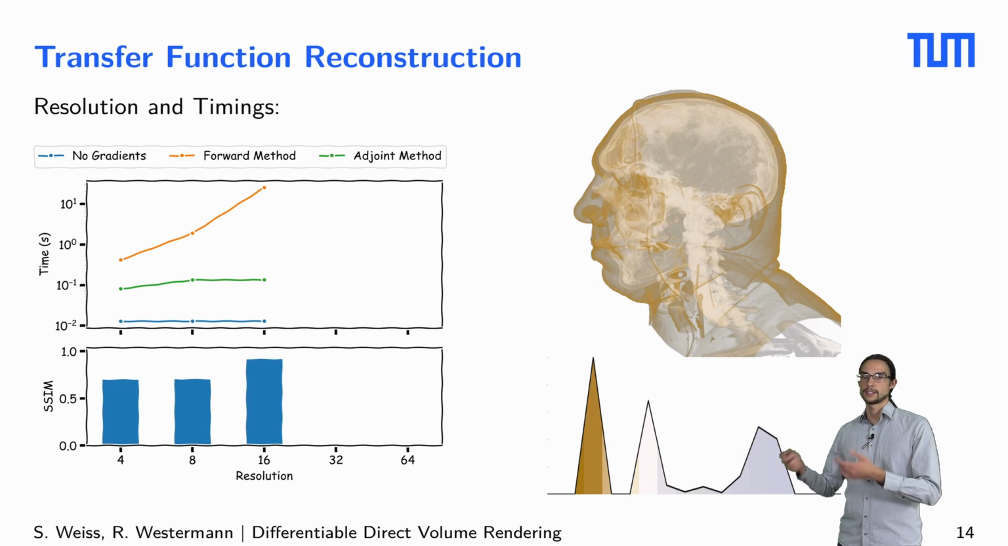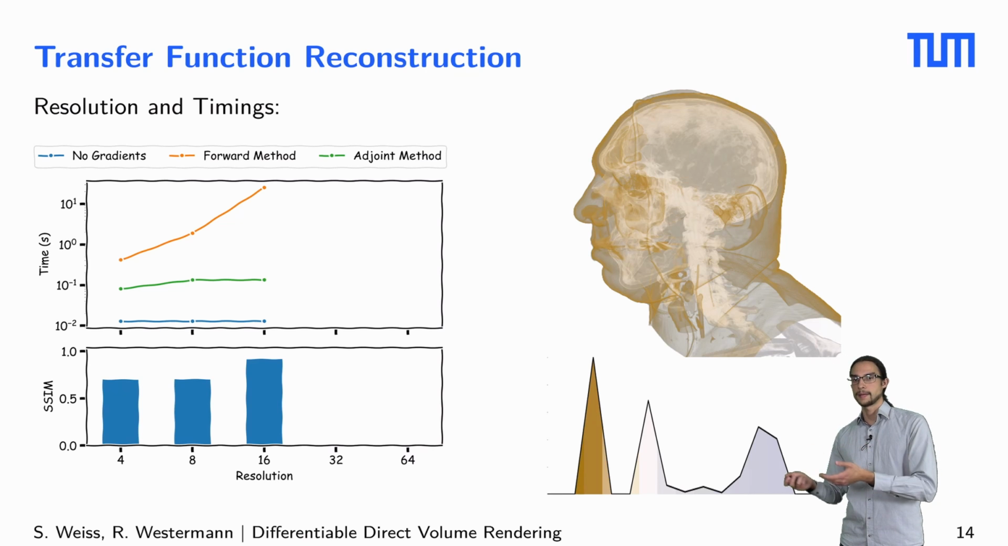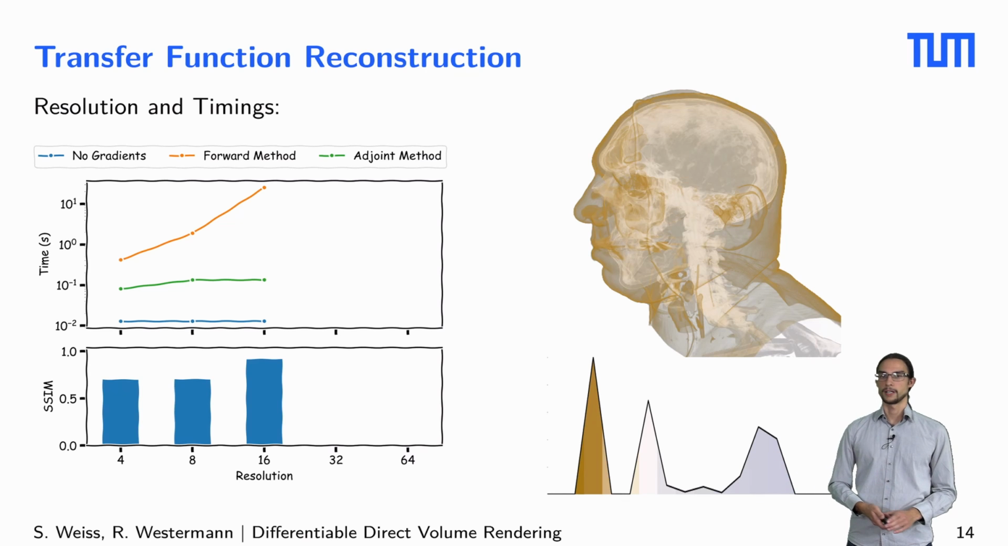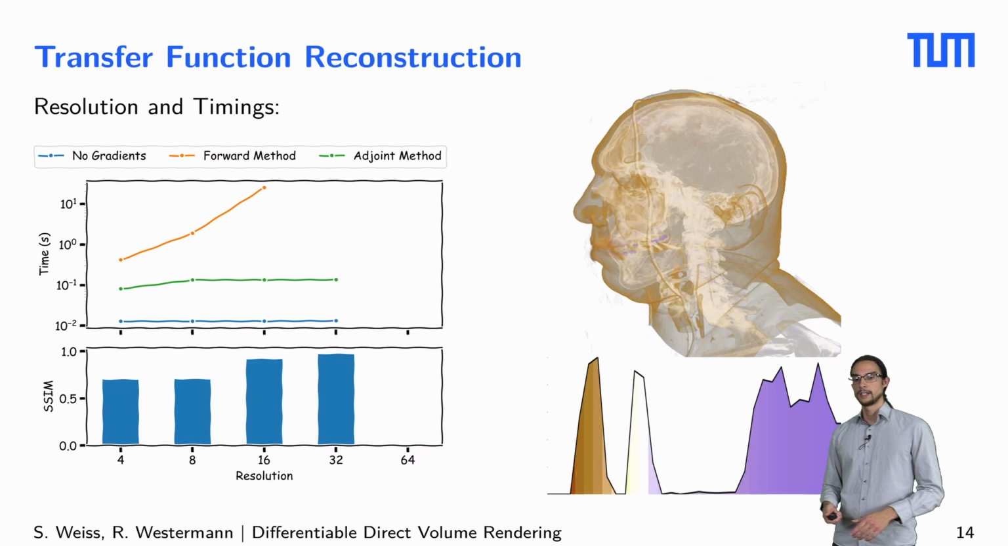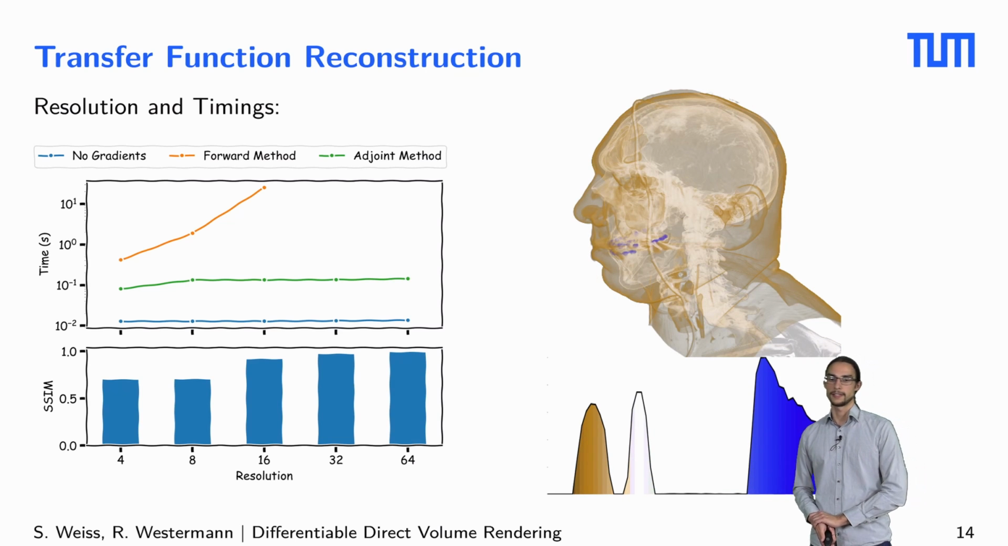This clearly shows that the forward method has the computational complexity of O(n times p), the Adjoint method of O(n plus p), and is very efficient for a large number of parameters. For even larger values, here the final result, the forward method becomes intractable. So here the Adjoint method clearly wins.